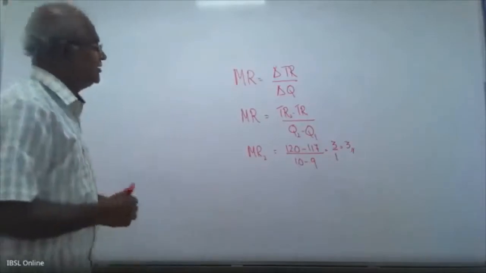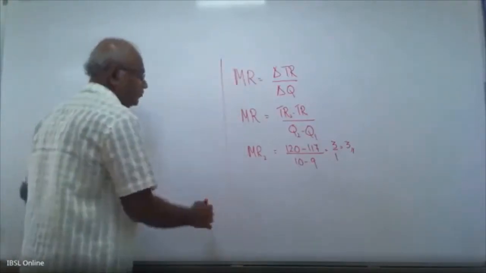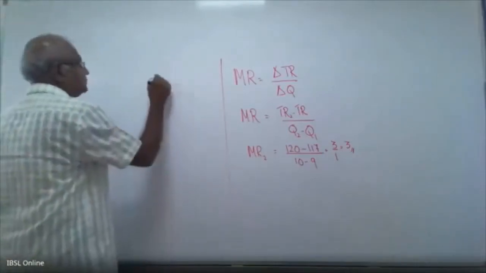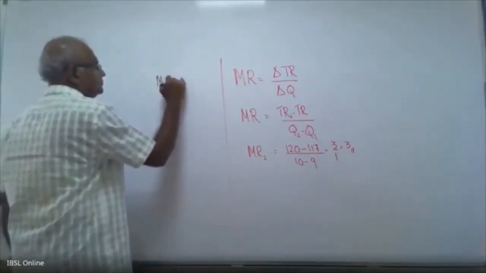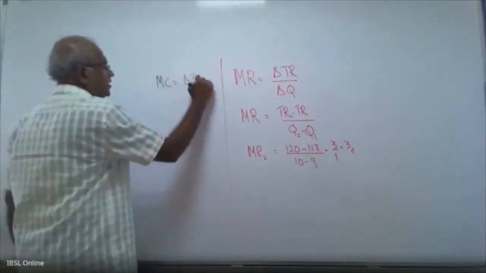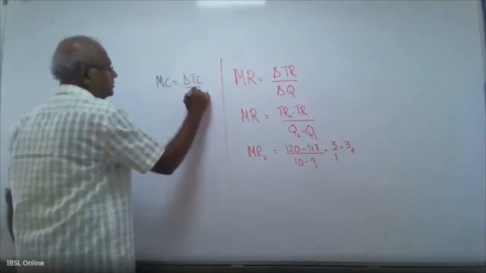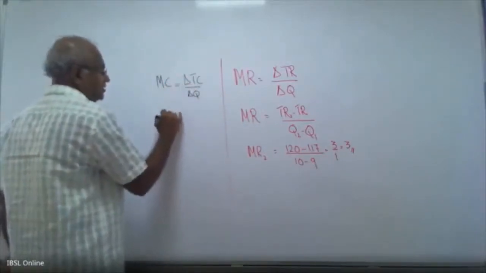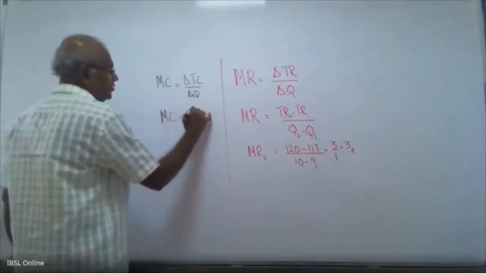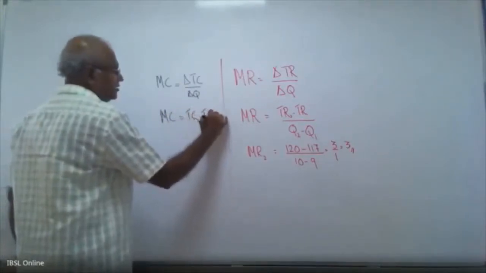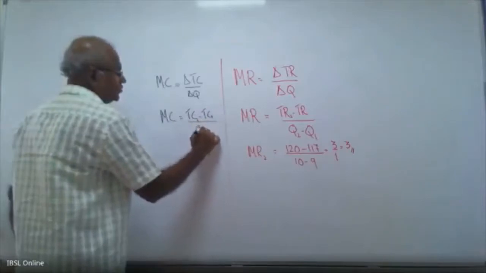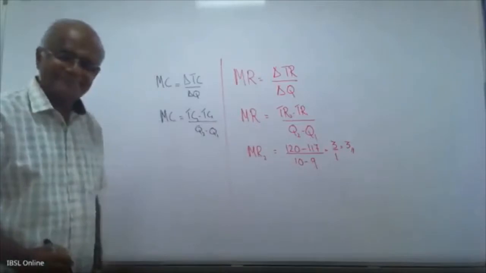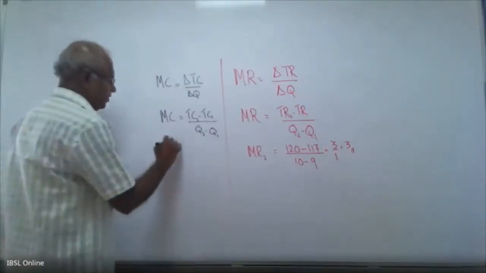Similarly, you can define MC. MC equals marginal cost. Take down this. Change in total cost divided by change in output. MC equals TC2 minus TC1 divided by Q2 minus Q1. Same thing.